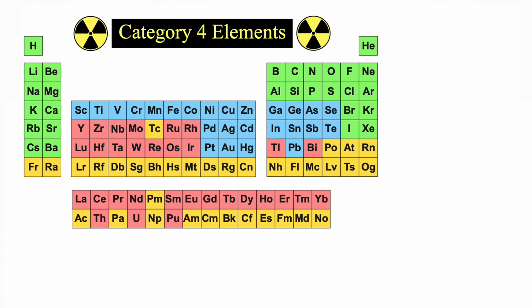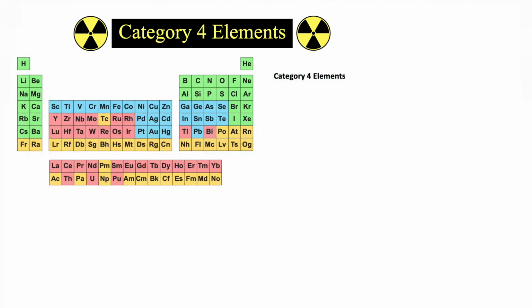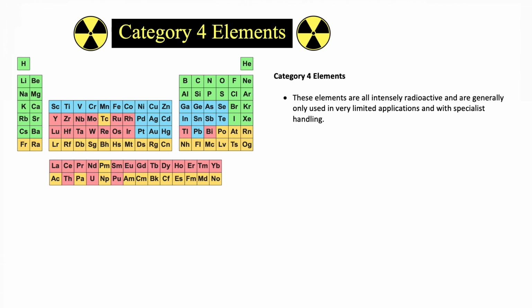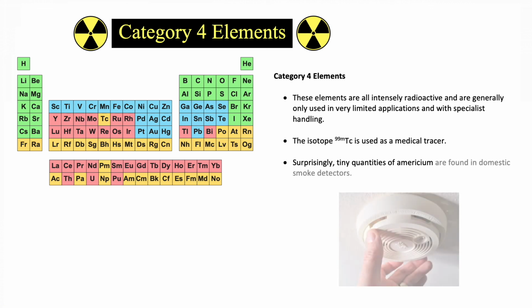Category 4 elements. These are all intensely radioactive and are generally used in very specific and limited applications, and specialist handling is required. A couple of examples. The isotope technetium-99m is used as a medical tracer. But perhaps most surprisingly, tiny quantities of americium are found in domestic smoke detectors. So most of us have a small amount of man-made category 4 element in our house.